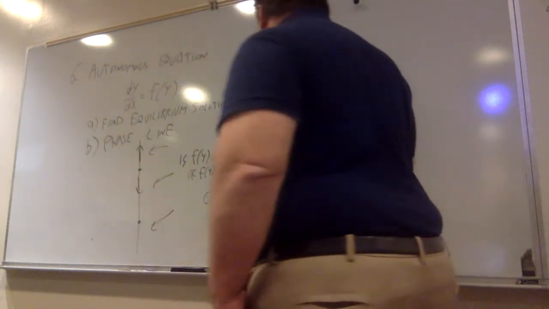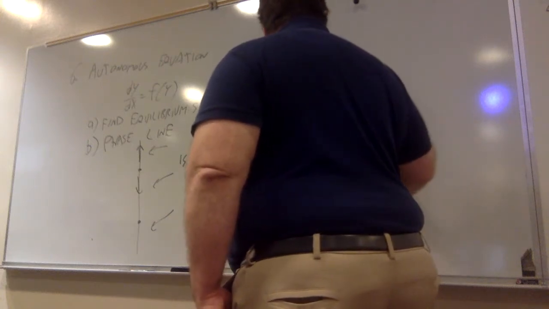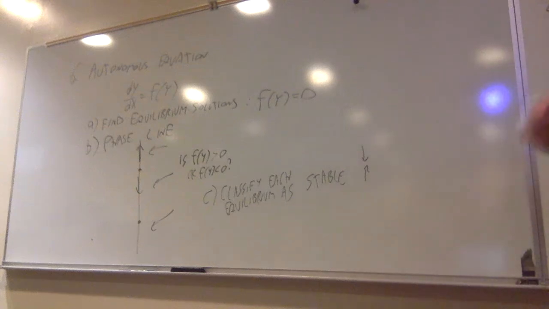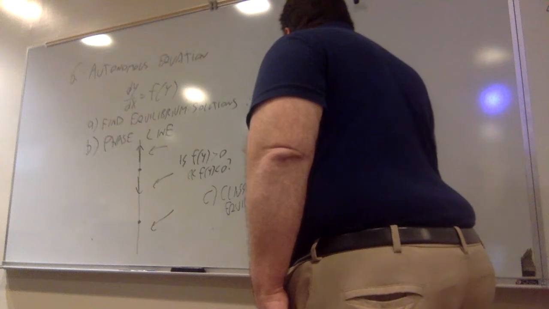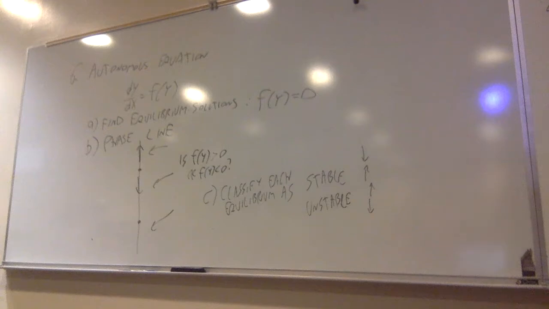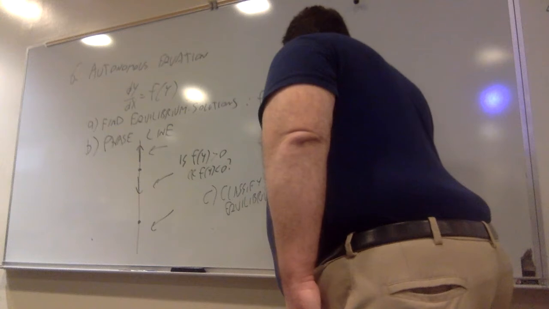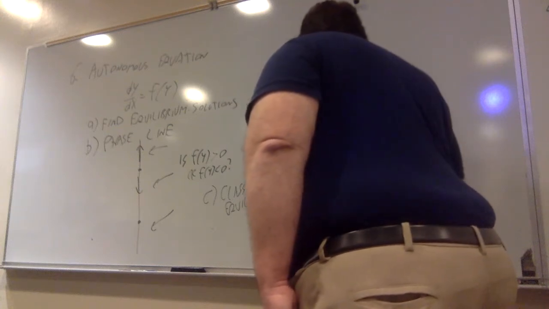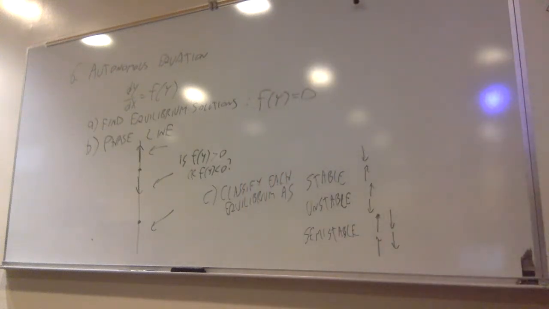And none of this is on the formula sheet, so this is something you just have to know going in. Stable: if you have both arrows converging towards the equilibrium point, then you have stable. Unstable is where both arrows are going away from the equilibrium point. And then you have semi-stable, where both arrows are going in the same direction, so one is going towards and the other is going away. So either one of those situations. And that's it for that problem.